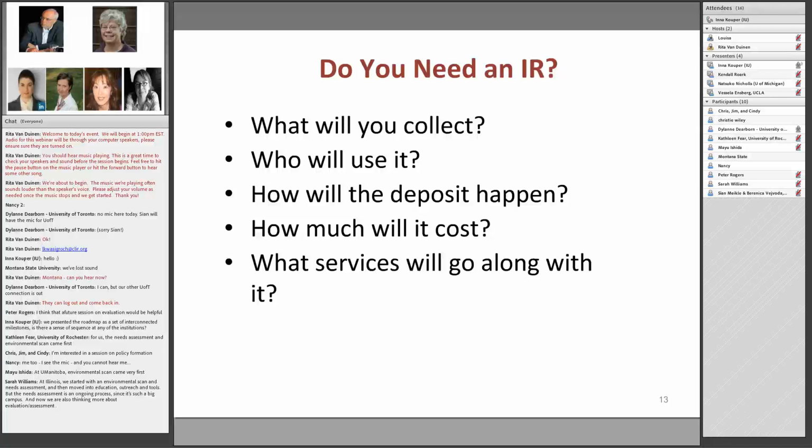So whether you need an institutional repository or not depends on what types of materials you collect. What is your constituency and who will use it? Then how the deposit actually happens, and there are different options, and I will talk about that. Then how much it costs, obviously a very important question, but also what kind of services you would like to provide. Each of these questions can be subdivided. Since we're providing an overview, we will go over the top tier of issues, and then we can get into details or discuss particular issues if they're of interest to any of you.